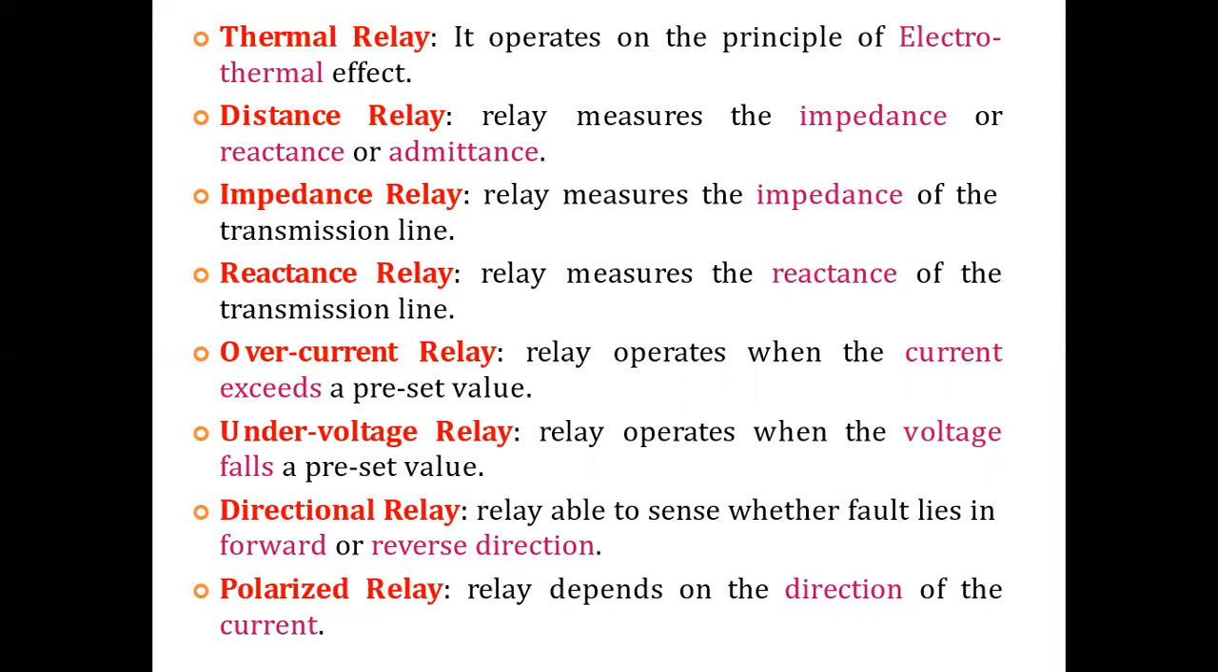Overcurrent relay. The relay operates when the current exceeds a preset value. Then under voltage relay. The relay operates when the voltage falls below a preset value. Directional relay. The relay is able to sense whether the fault lies in the forward or reverse direction. Then polarized relay. The relay depends on the direction of the current.